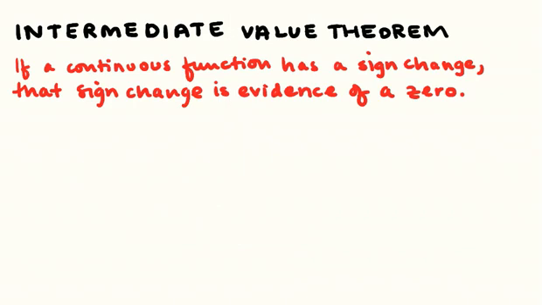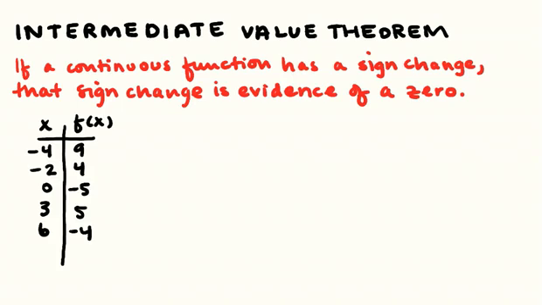The intermediate value theorem is, in reality, a little more complicated than this. But what we're always going to use it for in college algebra is that if you've got a function and it's continuous and it has a sign change, that sign change is evidence of a zero somewhere. So if you had some function given to you as a table of values, we could look at this table and say, if f is a continuous function, that's always going to be in the fine print.